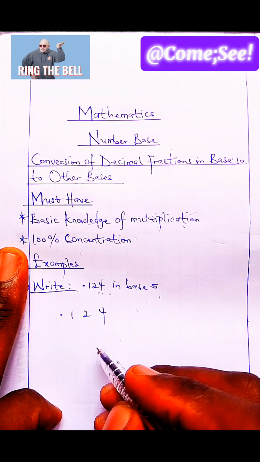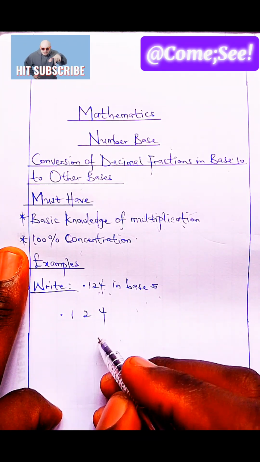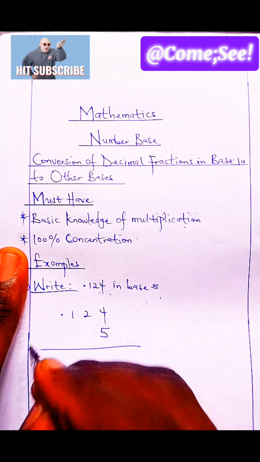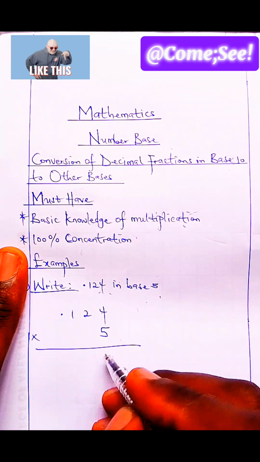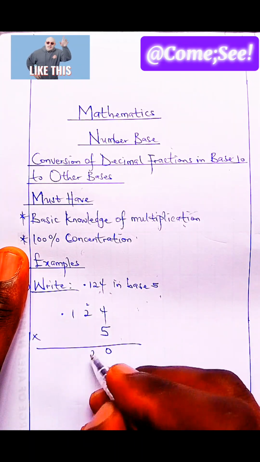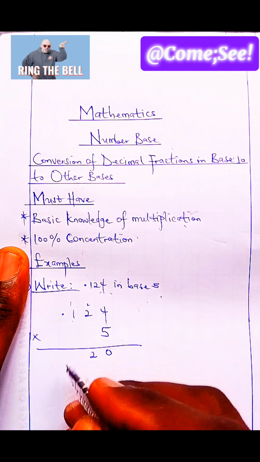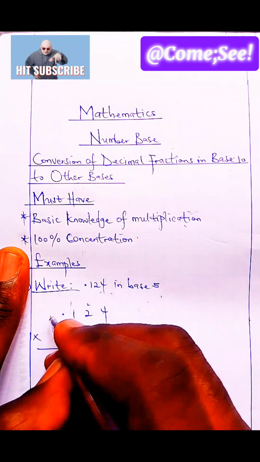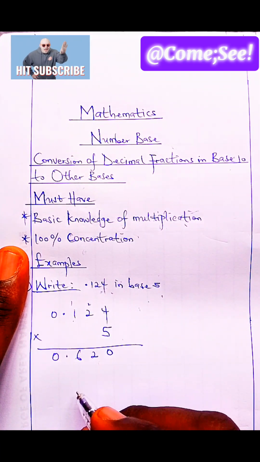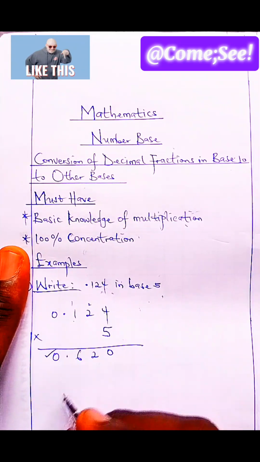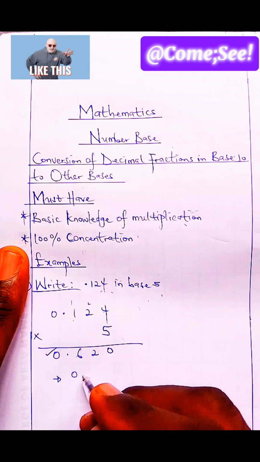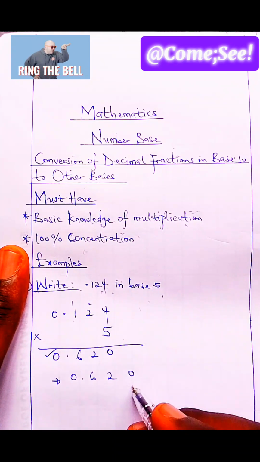So here is what we're going to do. 0.124. Now you use the base to multiply, just the opposite of what you do for whole numbers. I'll do that repeatedly. 5 times 4 is 20, write 0, we have 2 left. 5 times 2 is 10 plus 2, 12, write 2, keep your 1. 5 times 1 is 5 plus 1, 6. You can add your 0 here. 5 times 0 is 0. Now we're done with the first phase. You take the whole number, which is 0. So the next thing, you write this out again: 0.620.